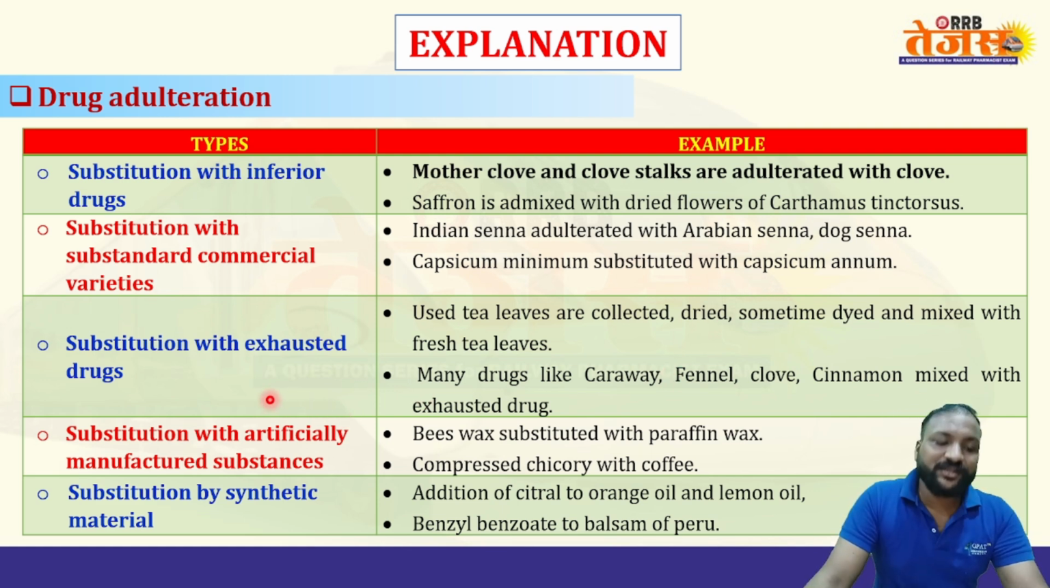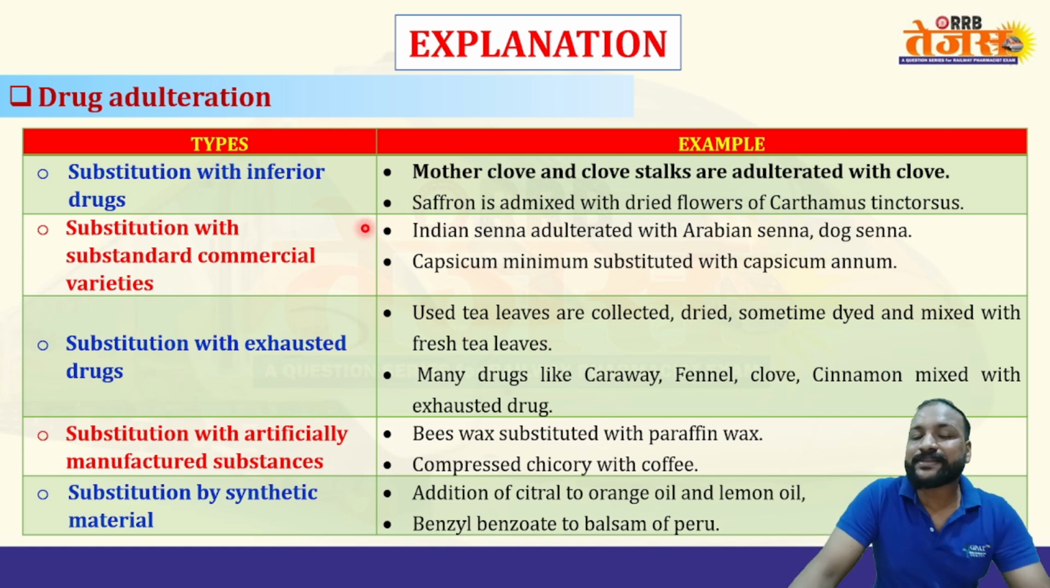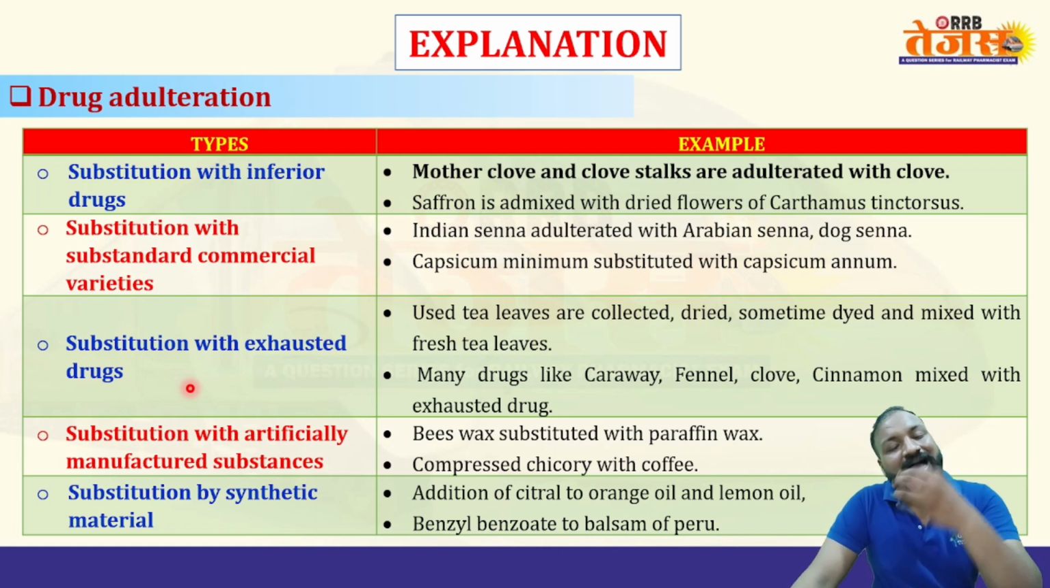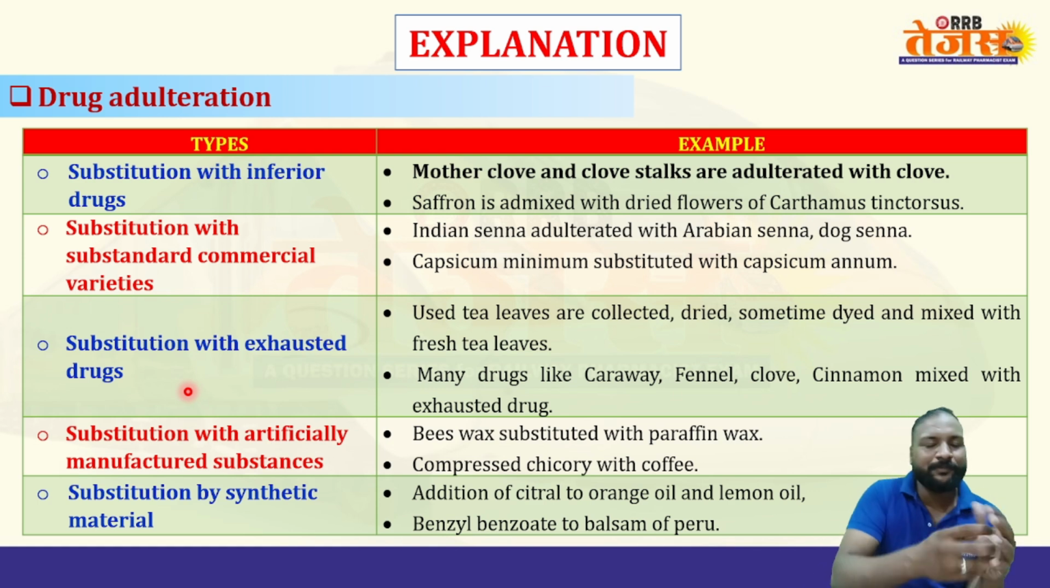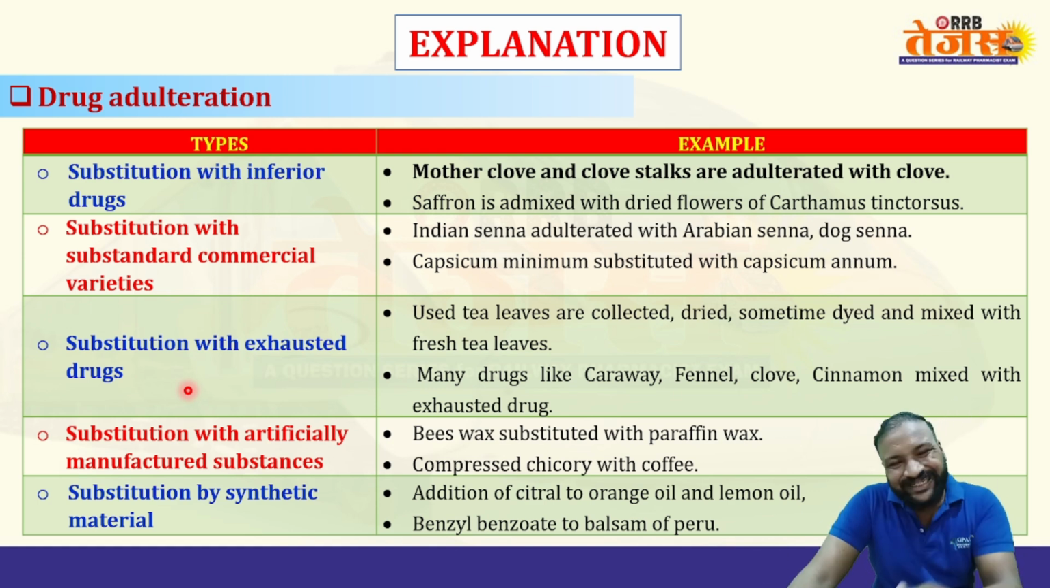And another condition in this, substitution with exhausted drugs. These are all the types of intentional adulteration. So substitution with exhausted drugs: the active principle was exhausted, or already extracted. So that will be the crude drug which doesn't have any active principle, because it is already exhausted. Such plant material was used to substitute the original drug.